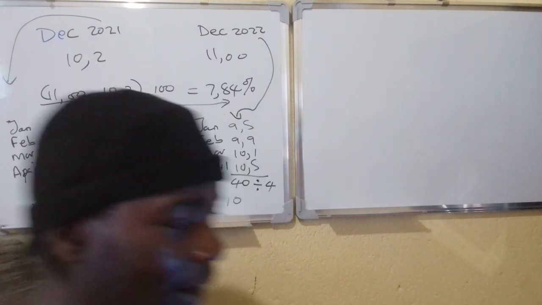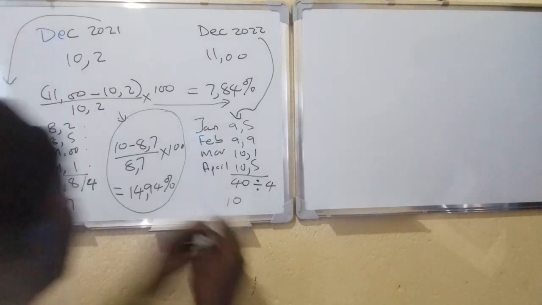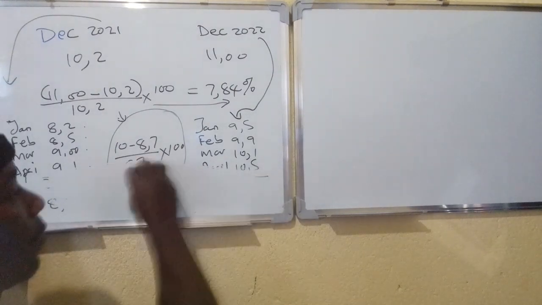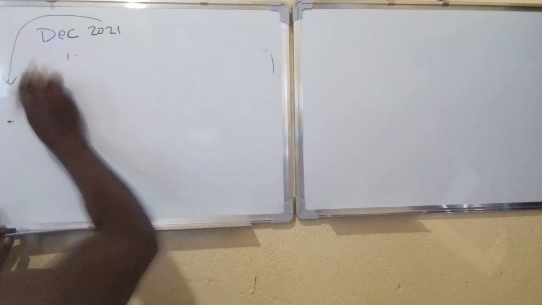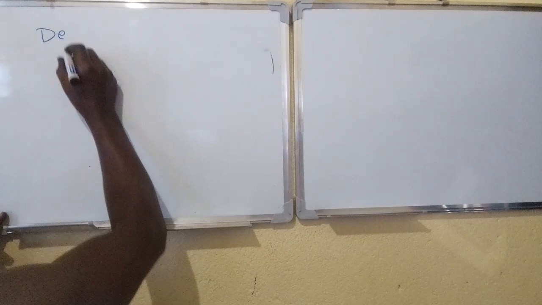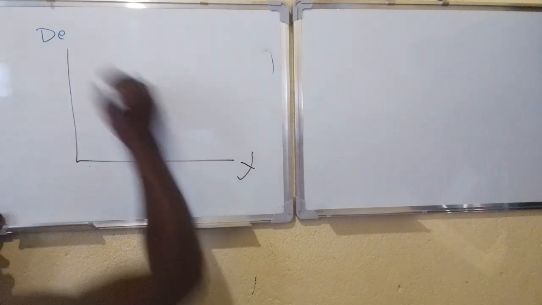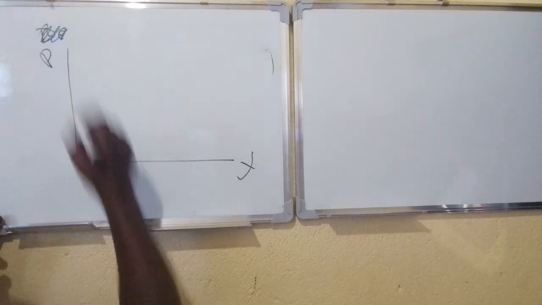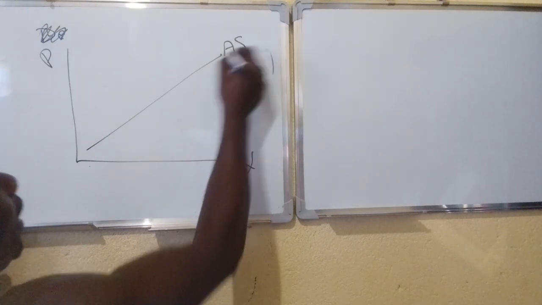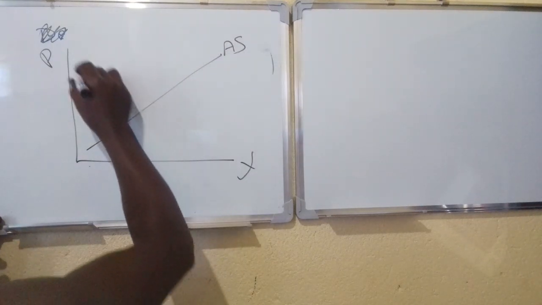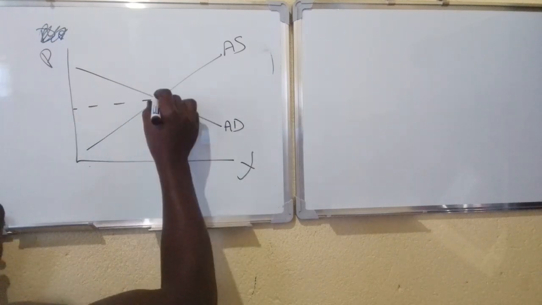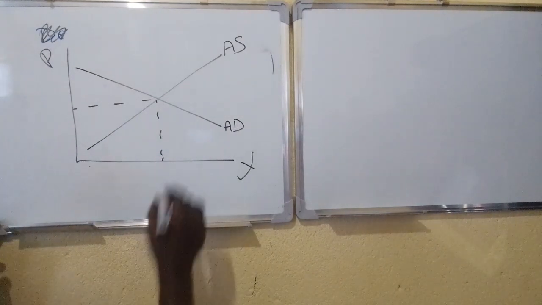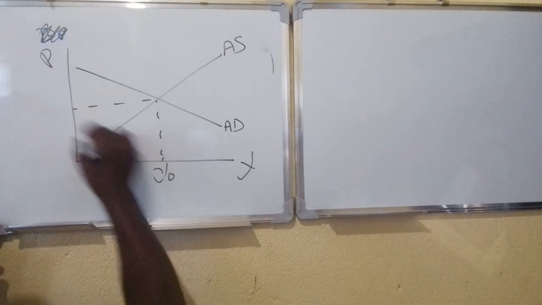And graphically, this is how you show demand pull inflation in the ADAS curve or model. The ADAS model. Graphically, this is how you show. These are price levels. This is your aggregate supply. This is your aggregate demand. This is your point of equilibrium. This was your Y0, this was your P0.